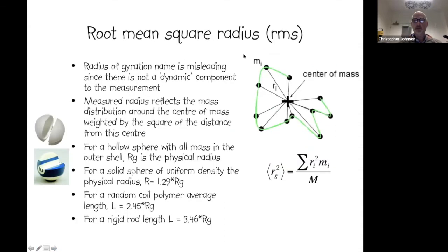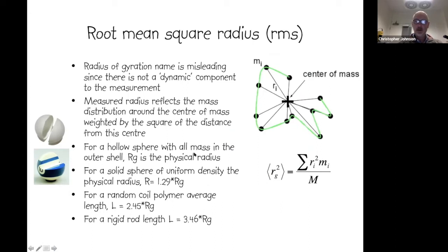So what is the root mean square radius? Well, the term radius of gyration gives some sort of implication that there's a dynamic component in this measurement. But in fact, the root mean square radius is just a measured radius which reflects the mass distribution within a particle around the center of mass. And this mass distribution is weighted by the square of the distance from the center of mass. So this is the formula you would use to calculate it.